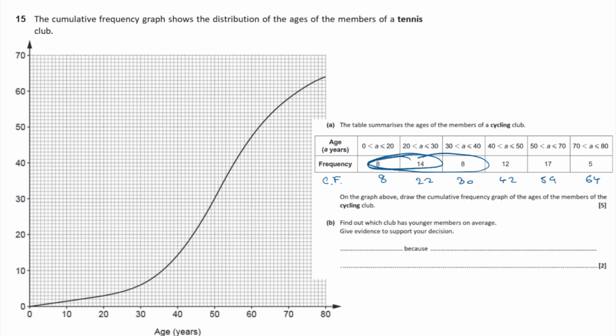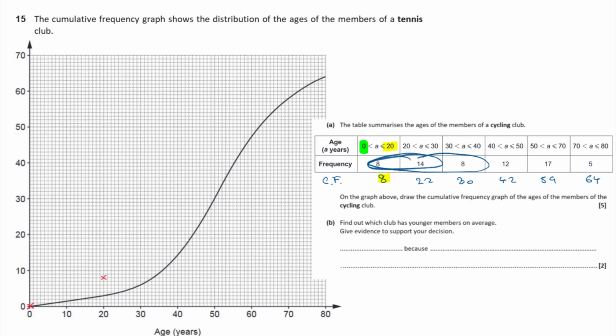22, 30, 42, 59, 64. Yeah. Okay. So then what we do is we plot upper class bound against cumulative frequency. So the 20 goes with the 8. But actually I can plot a bonus point here on the lower bound of the first one. So I am going to plot a point at 0, 0. Then I've got a point at 20 along and 8 up. So we've got 1 square is 1 on here.